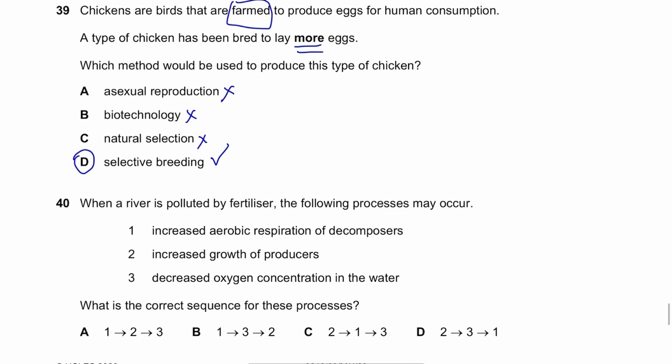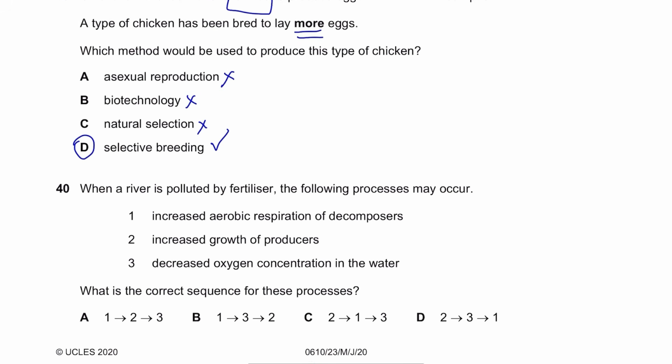Question 40. When a river is polluted by fertilizer, the following processes may occur. Increased aerobic respiration for decomposers, increased growth of producers, decreased oxygen concentration in the water. What is the correct sequence for these processes? Okay, we always start with producers. This is the first one.